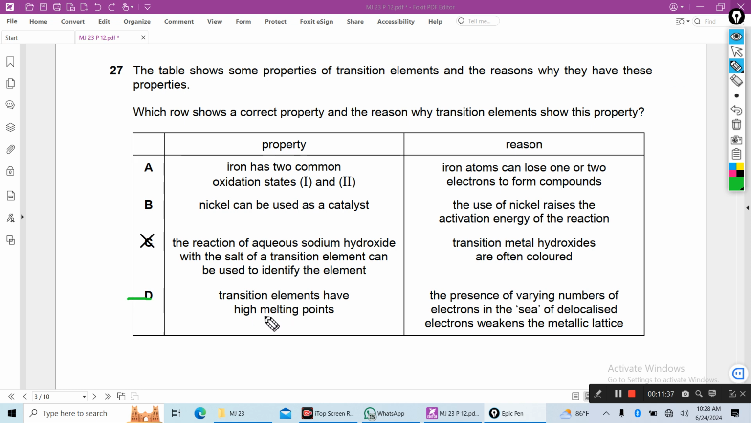D. Transition elements have high melting points. This is true, but the reason, the presence of a varying number of electrons in the sea of delocalized electrons weakening the metallic bond, is wrong. So C is the correct answer.